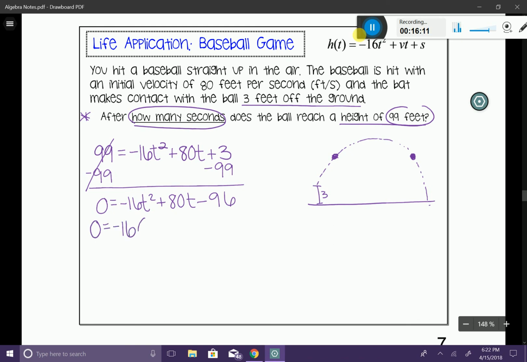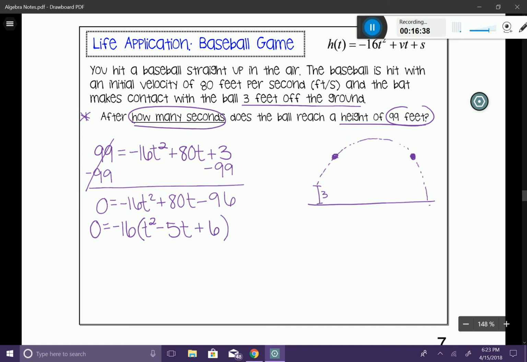All right, I'm going to be left with t squared. Now this time I'm going to be really careful with my symbols. So when I pull out the 80 divided by that negative 16 is going to give me that negative 5t. And whenever I take negative 16 out of 96, that's going to give me positive 6. So I just factored it out.